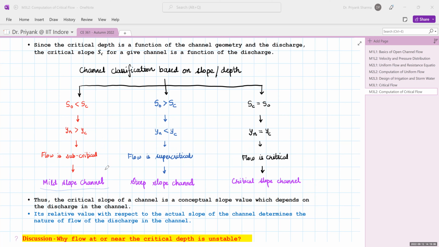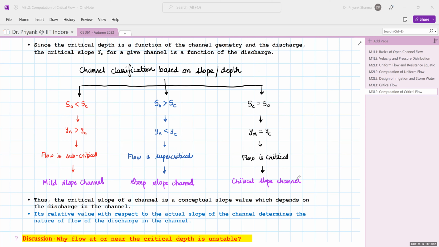Okay, coming to the next case where your channel slope is greater than the critical slope, so your normal depth becomes less than the critical depth, and hence the flow becomes supercritical, that is Froude number is greater than 1, and such a channel is called a steep slope channel. In the last category, when Sc is equal to S naught, that means your Yn will be equal to Yc, flow will be critical, and that particular channel is called a critical slope channel.